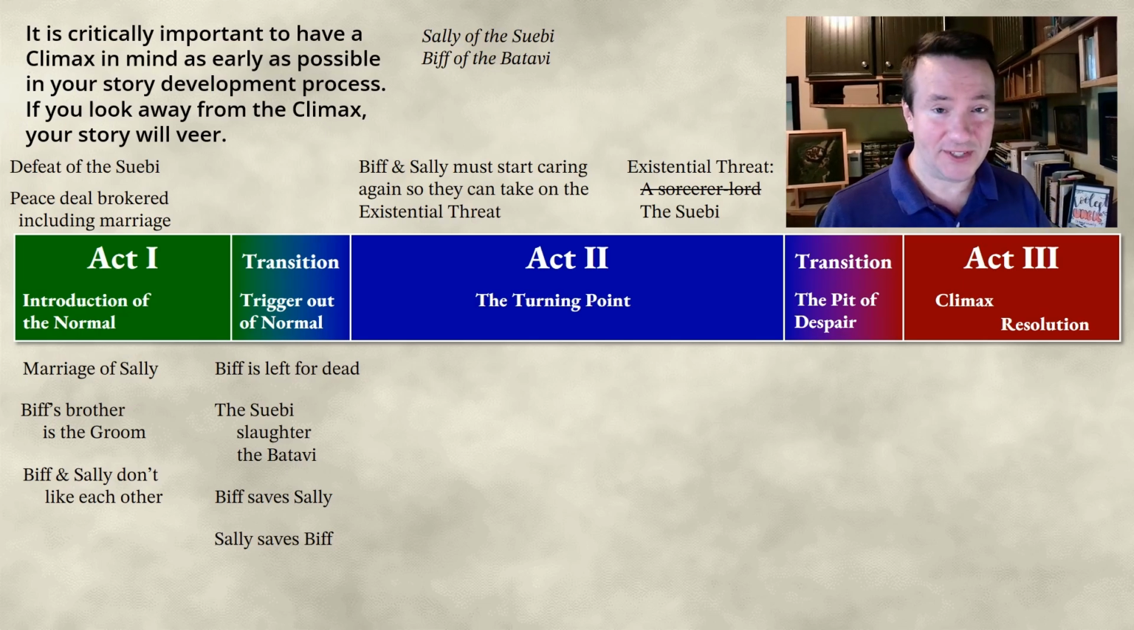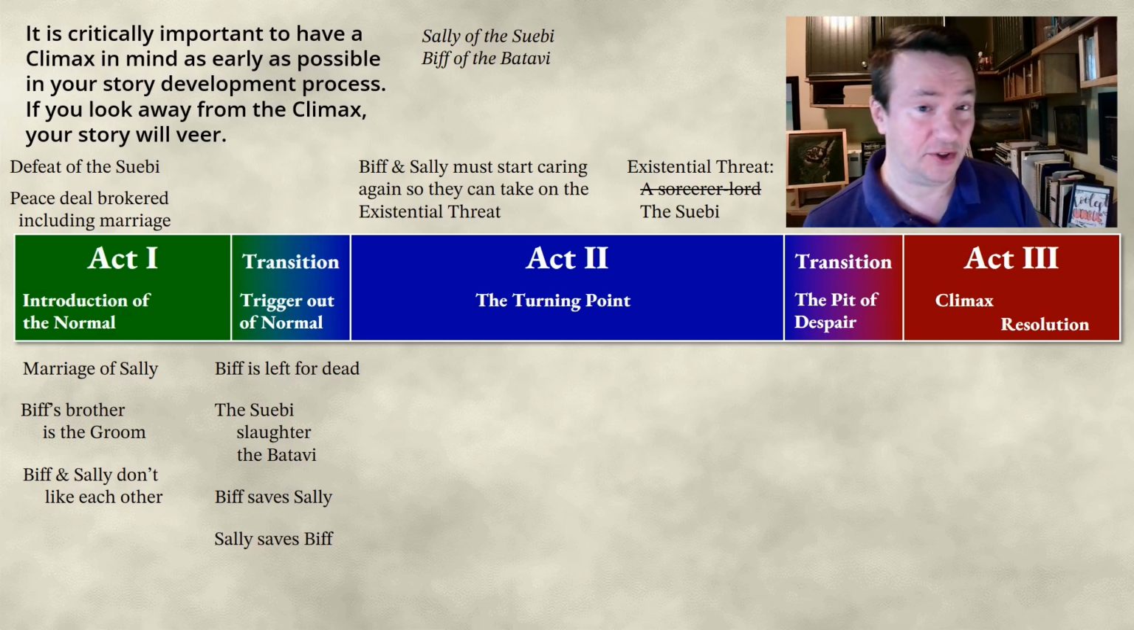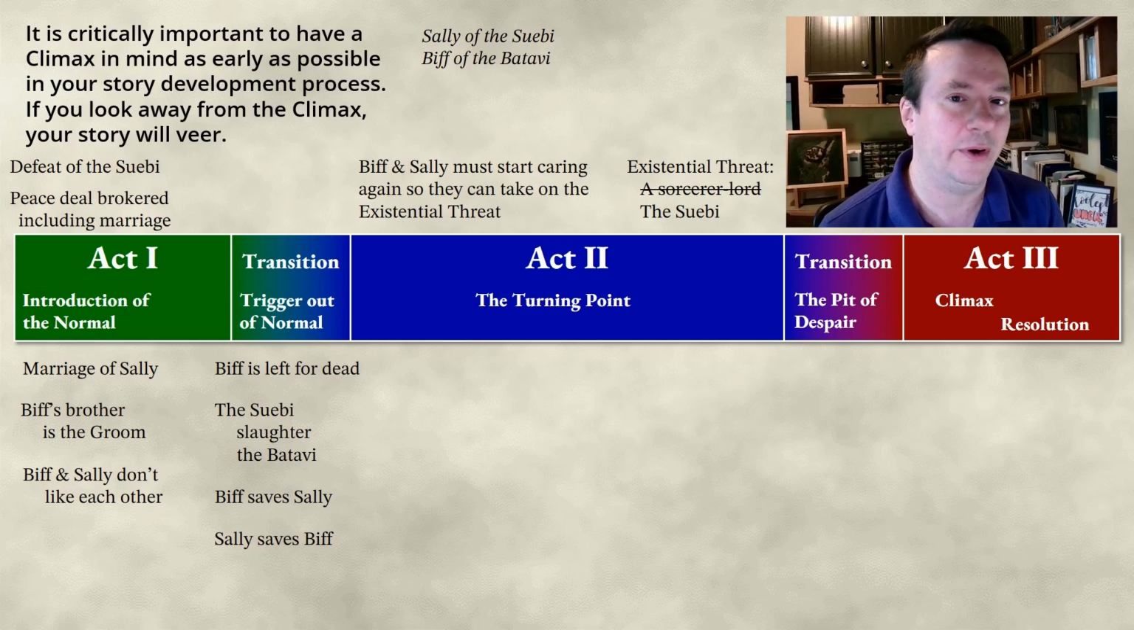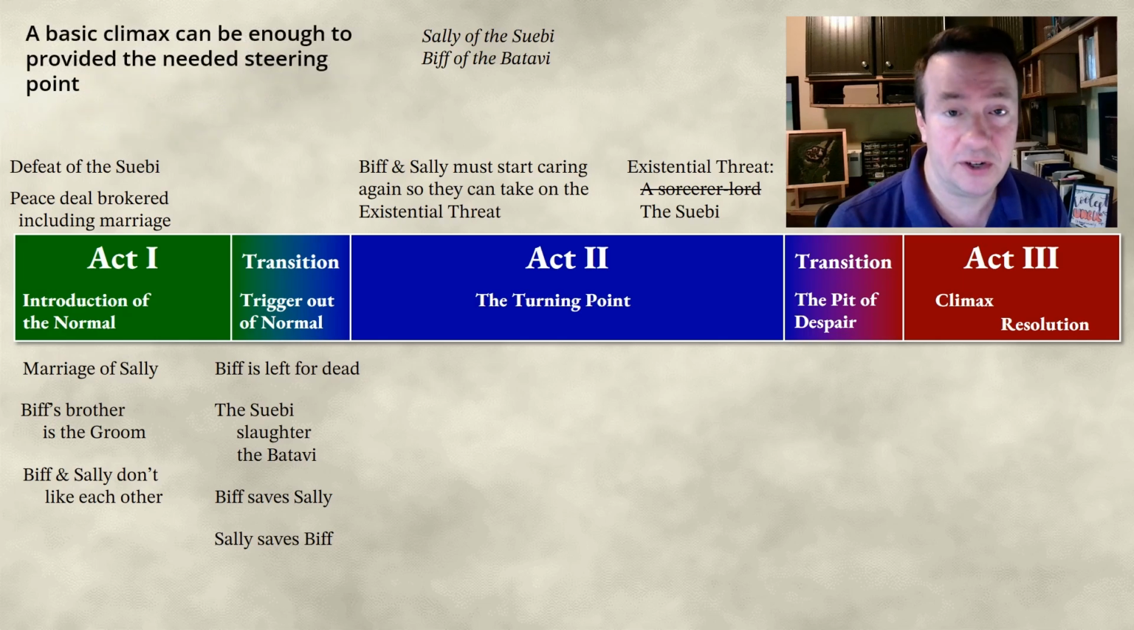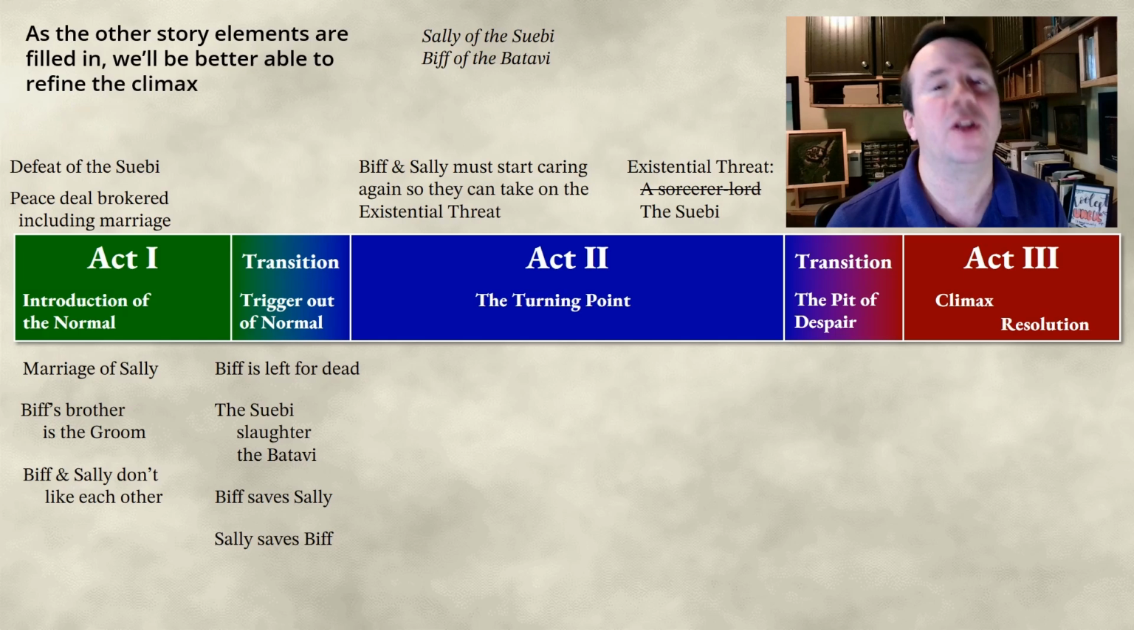Turning back to Biff and Sally, since I have not come up with my existential threat for the story, I can come up with a climax. But I'm going to keep it very simple at this point. But it'll be enough to give us something to steer to as we fill out all the rest. Once we get that going, we'll be able to flesh out the climax more as well.